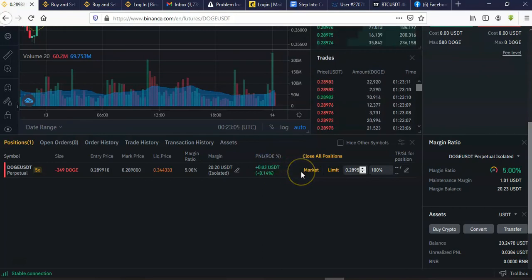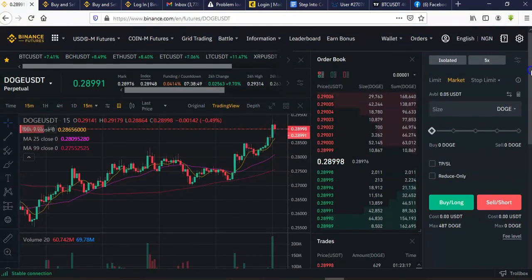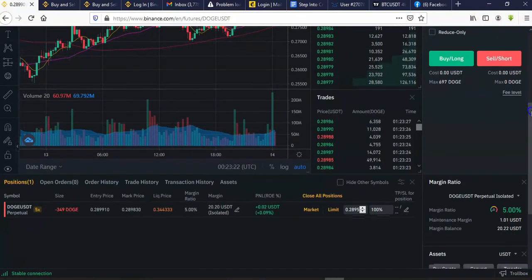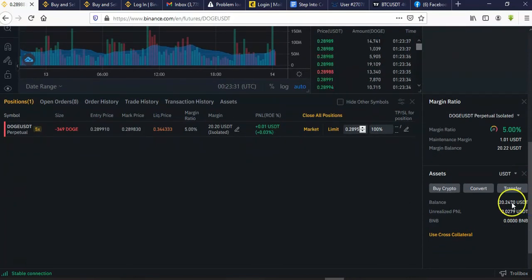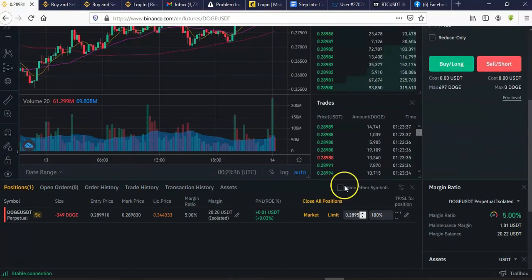So here is just how to place the order. Now you have learned how to change from cross to isolated, and how to choose your amount of leverage. You've also learned how to fund your futures account, and finally you've learned how to place an order. You have learned how to take a position.